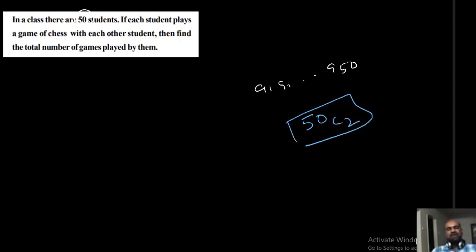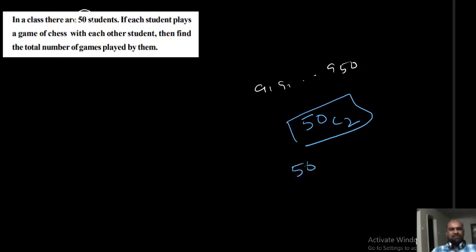Now, students, what happened here? 50 students are there, say A1, A2, and so on up to A50. We want to find the number of games they can play. The game is chess, which only 2 persons can play, so we want to select 2 from 50. My answer is 50C2 different games they can play.